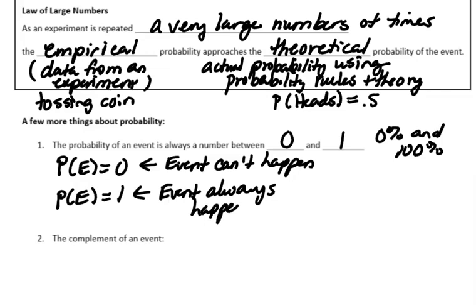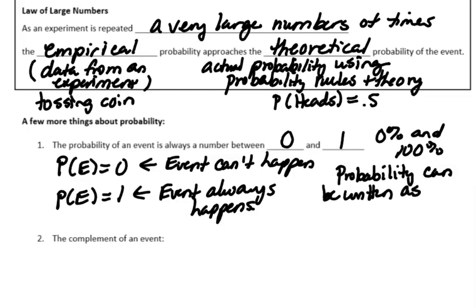There's no chance that it won't. But most of the time, it's in between. And as we said before, that probability can be written as a fraction, or as a decimal, or as a percent. That says written. I know that's really poorly written, but let me try that again. This is the word written. Probability can be written as a fraction, decimal, or percent.